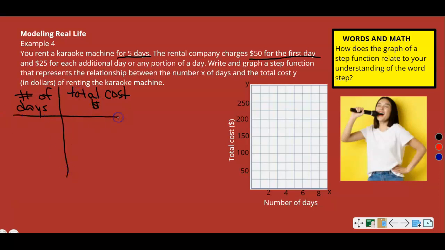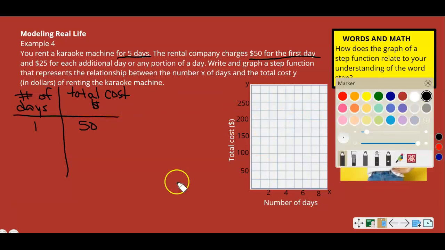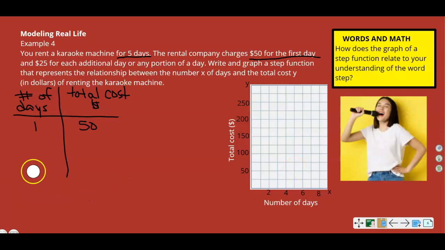All right, so this will give us an idea of what we're looking at. On day 1, it's going to charge us $50. Now, not just day 1, but any portion of that day. So whether we keep it an hour, 2 hours, 12 hours, or all 24 hours, they're going to charge us $50. So let's write this to represent that x is between 0 and 1 day. Well, 0 wouldn't really be included because if you don't rent it at all, you're not going to pay any money. So this one's going to be open.